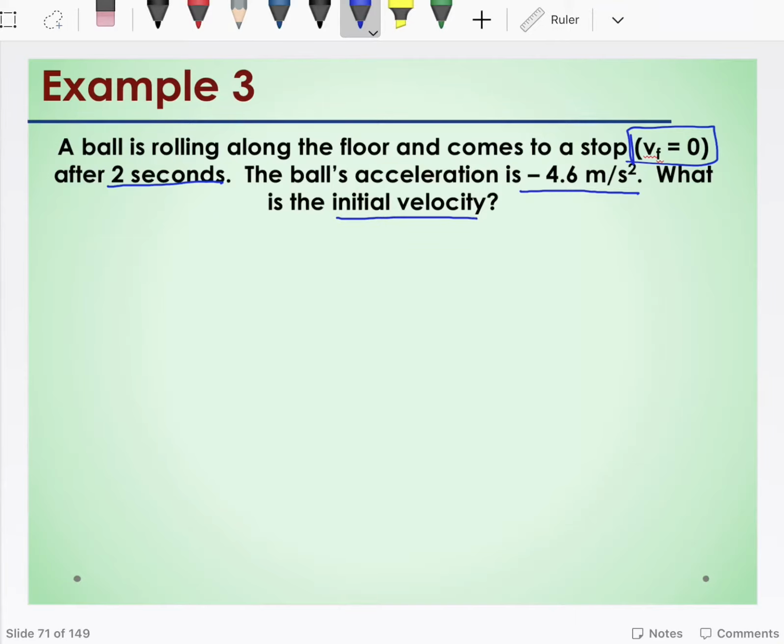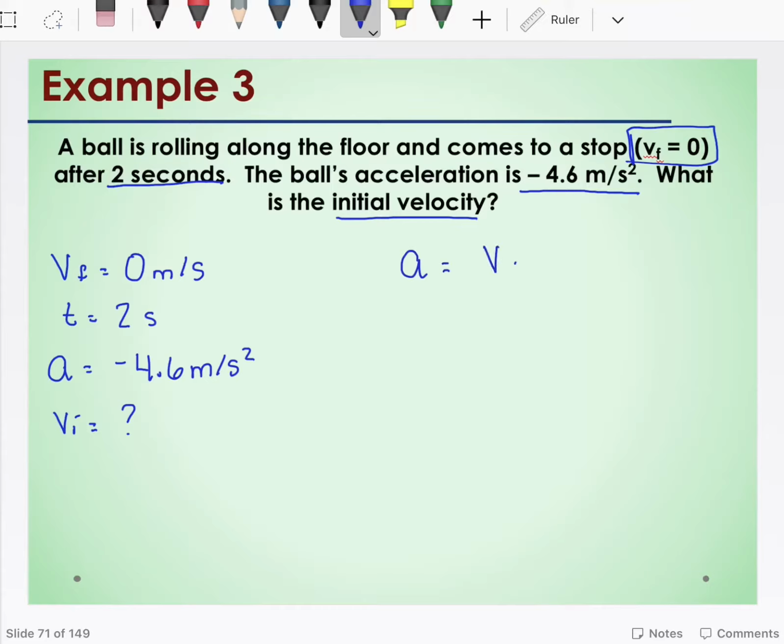All right, so we're going to have to definitely do some manipulating and some solving here. Let's gather all the data. Final velocity is 0 meters per second. Time, 2 seconds. Acceleration, negative 4.6 meters per second squared. Initial velocity is what we're after. So I'm still going to be having to use this formula.